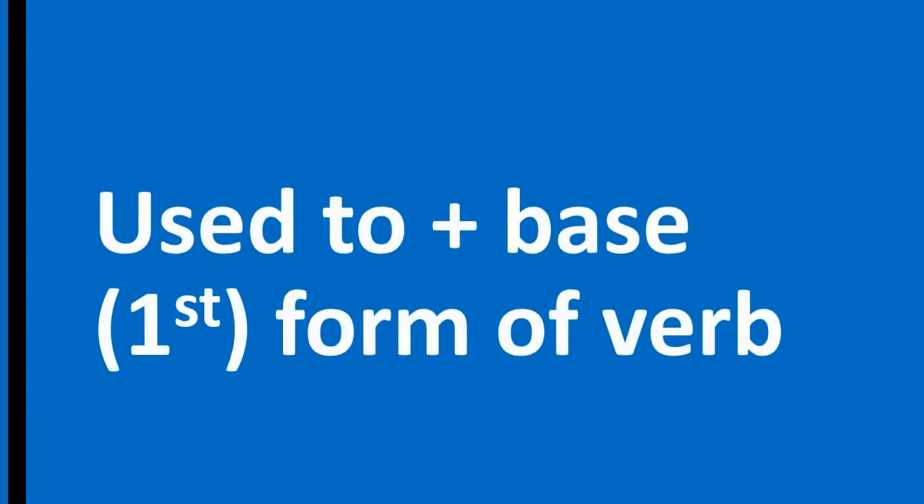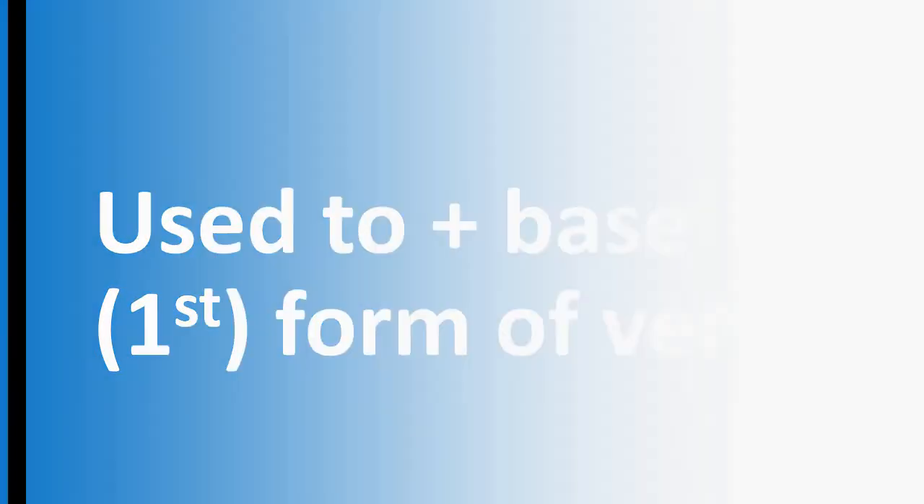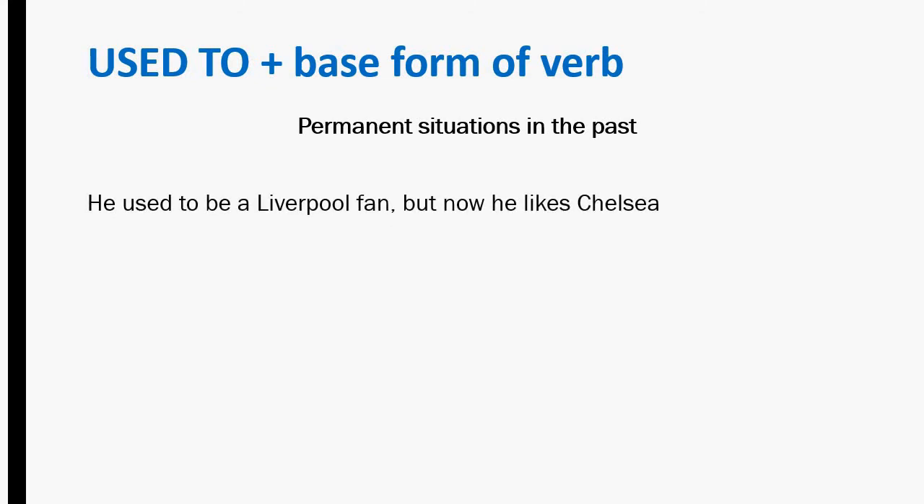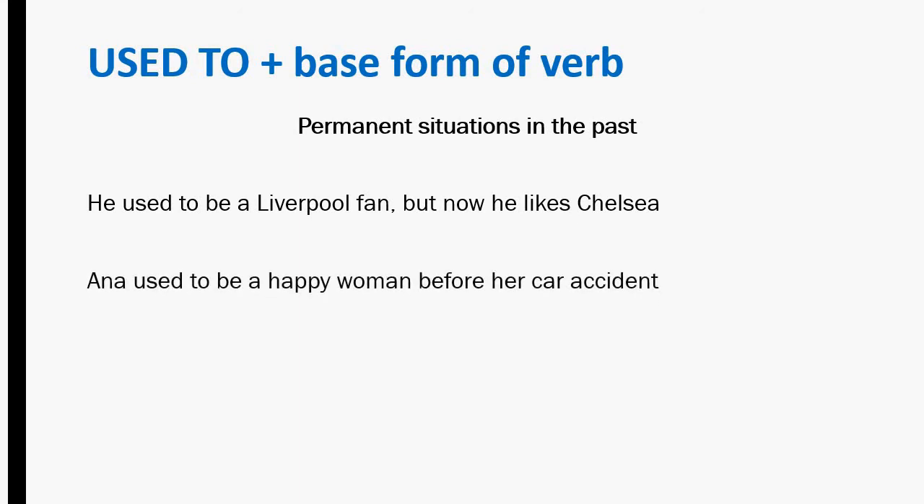First, let's discuss used to plus base or the first form of the verb. We use it for permanent situations that existed in the past. Okay? So, he used to be a Liverpool fan, but now he likes Chelsea. Or, Anna used to be a happy woman before her car accident. James used to be poor, but now he has 5 SUVs. So, in all these sentences, the verb used to be presents permanent situations in the past.